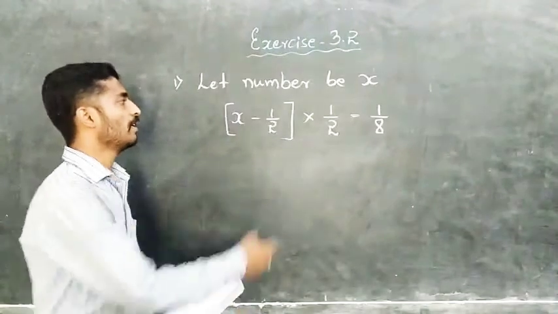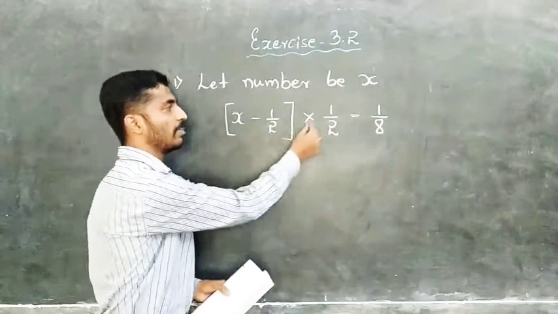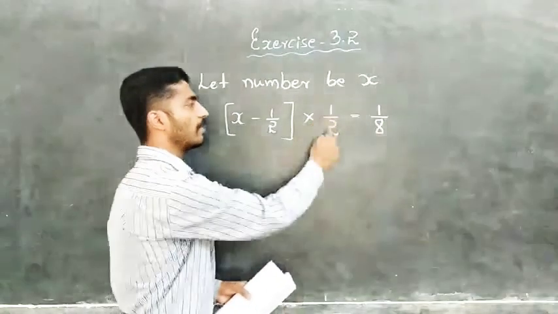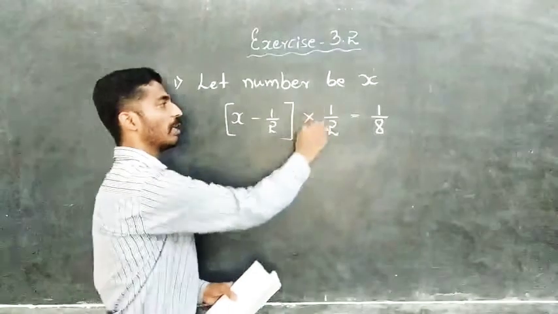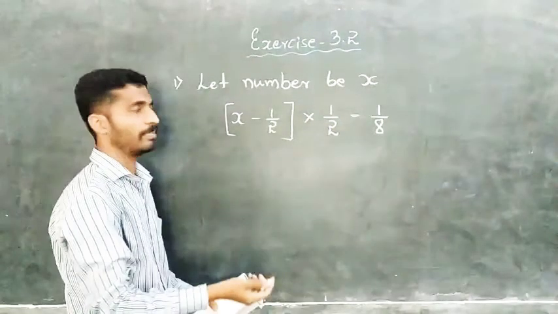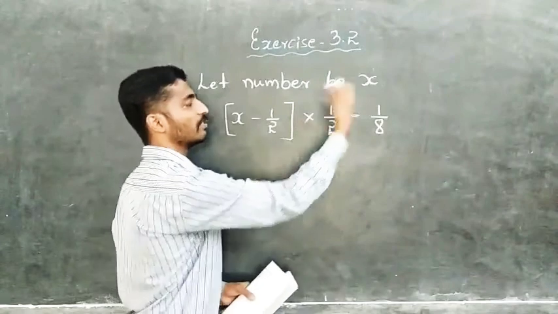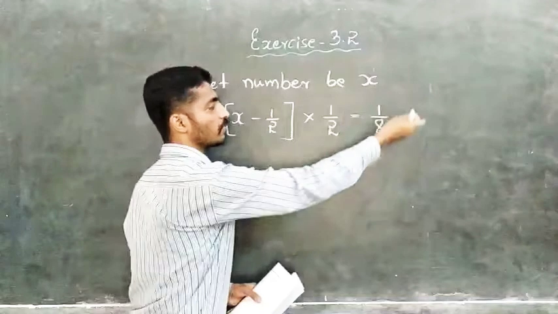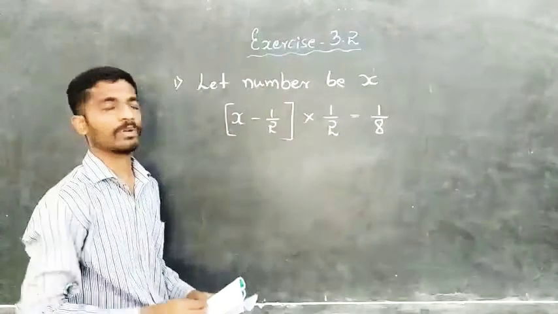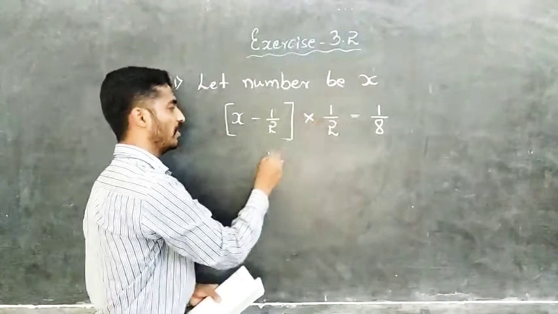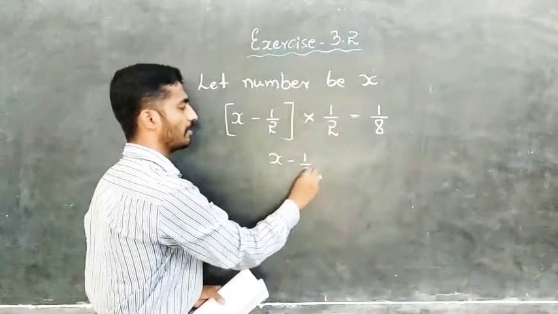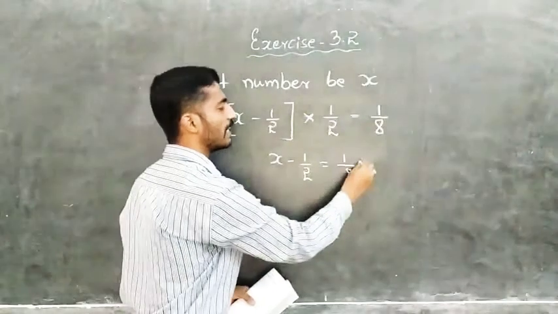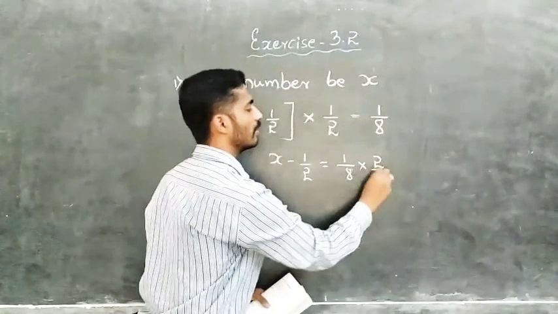See here, one condition is there. After that they multiply with 1 by 2 and they get 1 by 8. So what I will do, I will take this 1 by 2 to the right side. Here it is multiplying, so if you take it to that side it will be division, or in an easy way you can say this 1 by 2 goes to that side and becomes the reciprocal, because here multiplication is there. So x minus 1 by 2 equal to 1 by 8. If I take 1 by 2 that side, it becomes 2 by 1.